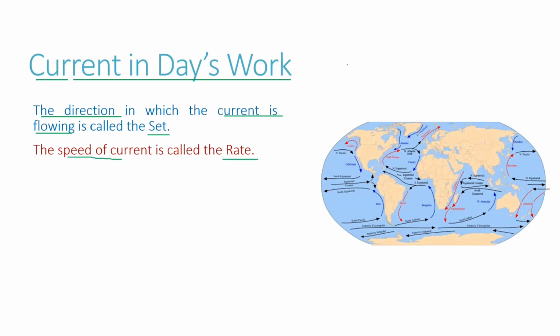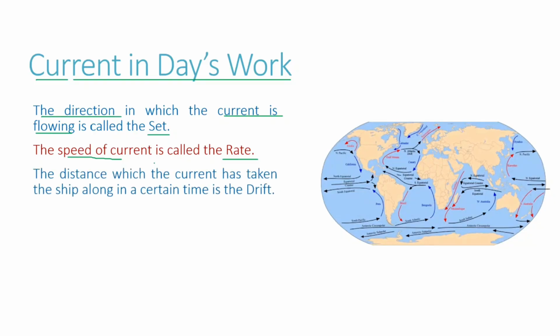The speed with which the current is flowing is called the rate of the current. So if they say the rate of the current is 2, that means the current is moving with a speed of 2 knots. So rate is basically the speed of the current. Now, the distance which the current has taken the ship along in a certain time interval is called the drift of the current. So direction is known as the set, the speed is known as the rate, and the distance the current has pushed us in a particular direction is known as the drift.